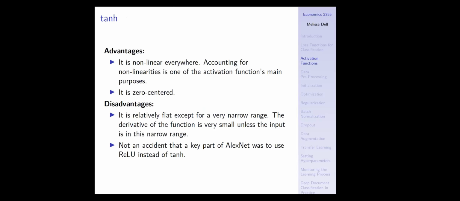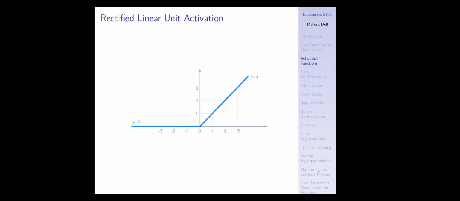And it's not an accident that a key part of AlexNet was to use ReLU instead of tanh. I think that the things we've seen that are possible with deep learning wouldn't have been possible to optimize if you were using a tanh activation. Okay, so that brings us to the rectified linear unit, which is what is used in all the CNN architectures that we saw last class. And this is very simple.